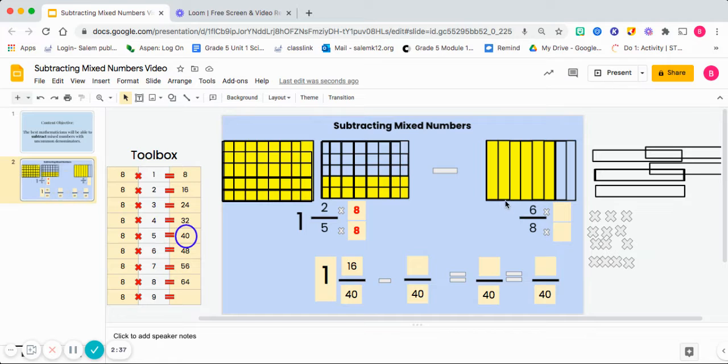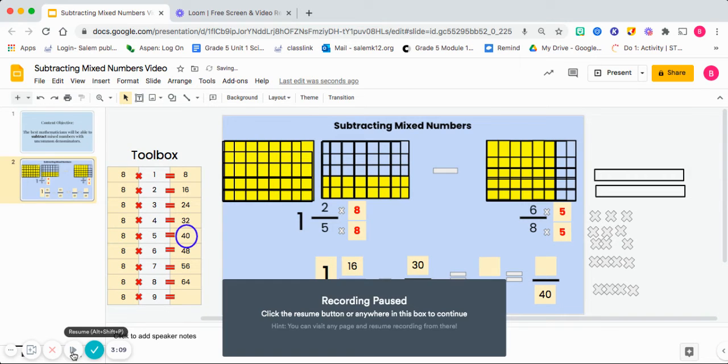Now we are going to move on to the fraction 6/8. And we have to figure out what we multiply 8 by to get to 40. I know that 8 times 5 is 40, and if I multiply my denominator by 5, I also need to multiply my numerator by 5. And I know that 6 times 5 is equal to 30. So now I need to figure out 1 16/40 minus 30/40.